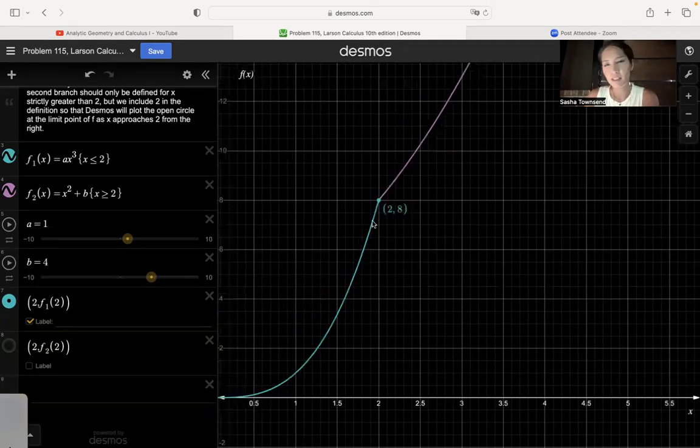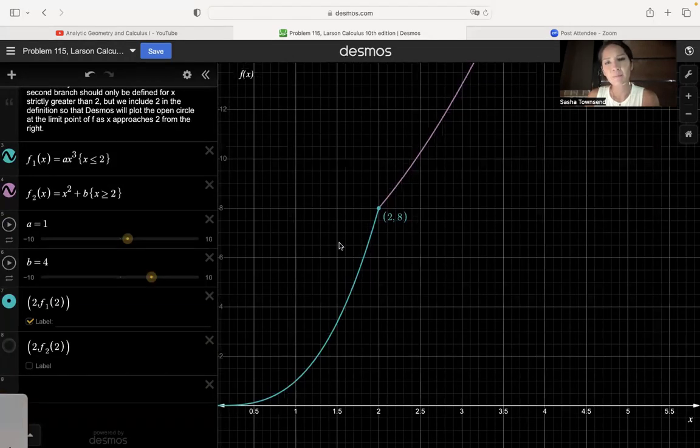We're basically trying to make the slope on the left-hand side match the slope on the right-hand side. So we're going to find out what the slope is approaching as x approaches 2 from the right, and that's going to tell us what our derivative value needs to be on the other side.